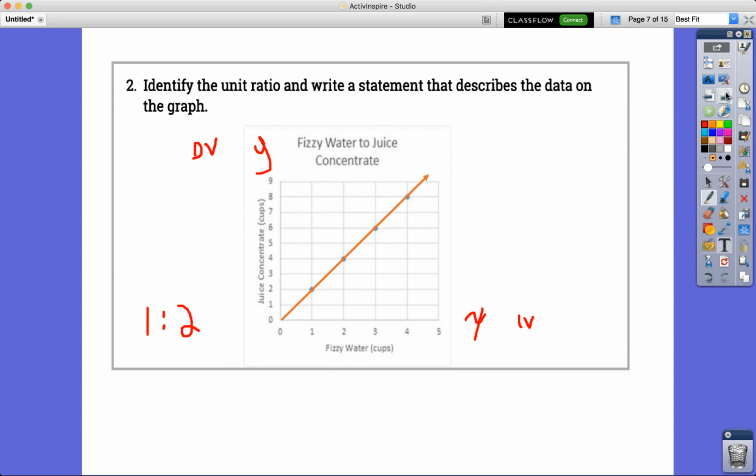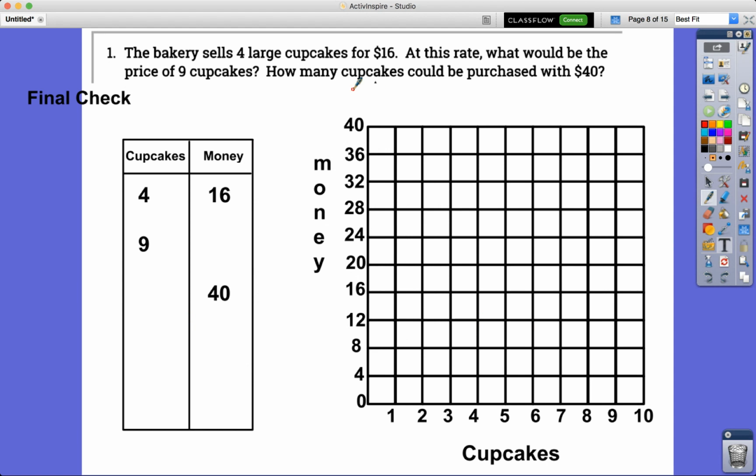Okay, moving on. Final check for understanding. Because you are watching this on the video, we're just going to work through all of these rather than having you work quietly and then having your work checked. So we're just going to work through them like structured guided practice.